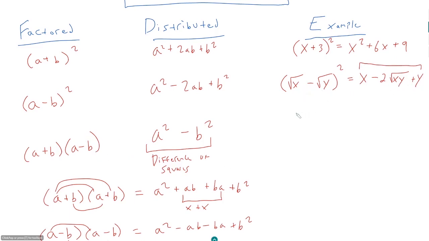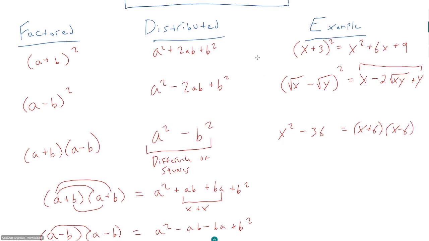What about a difference of squares? So this would be something like x squared minus 36. And that would be equal to x plus 6 times x minus 6. So those are your special quadratics. Every single one of them worth knowing.